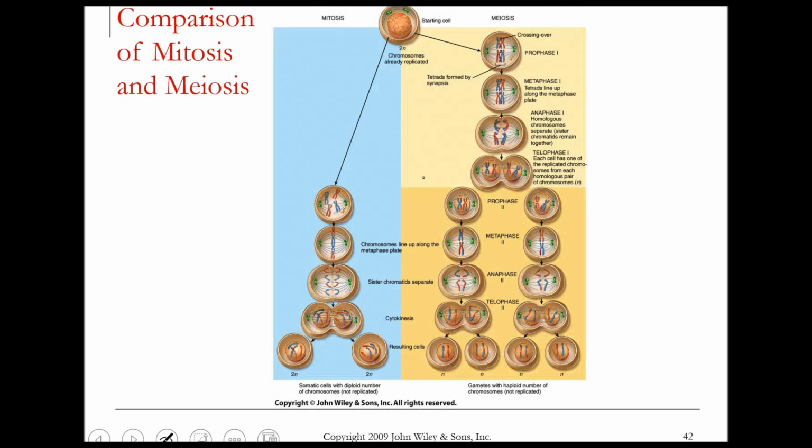So here you can see a side-by-side comparison of mitosis and meiosis. The only difference is in meiosis 1. Meiosis 1 separates the homologous pairs. Meiosis 2, along with mitosis, separates the sister chromatids.